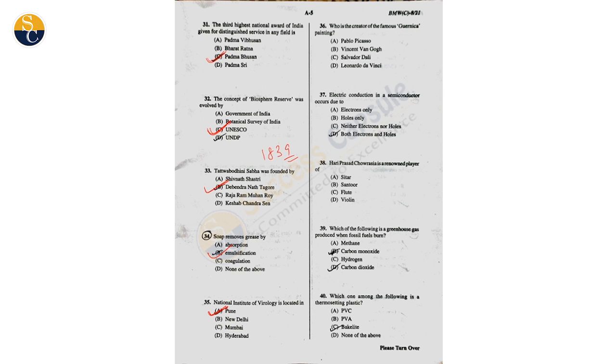Next, who is the creator of the famous Guernica painting? Answer is A. Pablo Picasso. Next, electric conduction in a semiconductor occurs due to. It occurs due to the movement of the holes in the valence band and the movement of electrons in the conduction band. So, D, both electrons and holes. So, D is the correct answer.